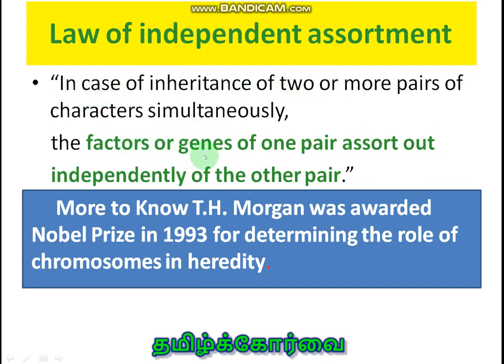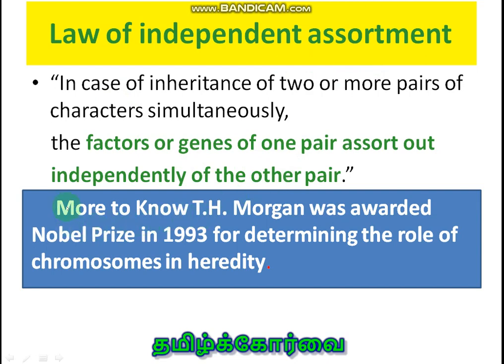Law of independent assortment. Here the factor or gene capital R is independent in its inheritance, so that it may join with capital Y or small y. That is called independent assortment. Right. So the inheritance of one gene is not dependent on another allele like capital Y or small y. So this is called the law of independent assortment.